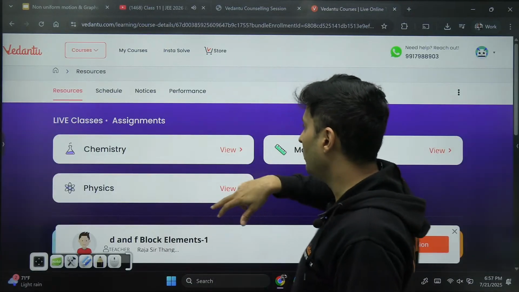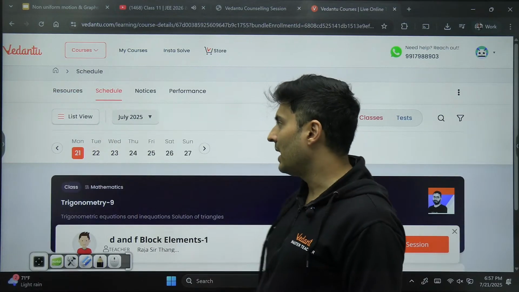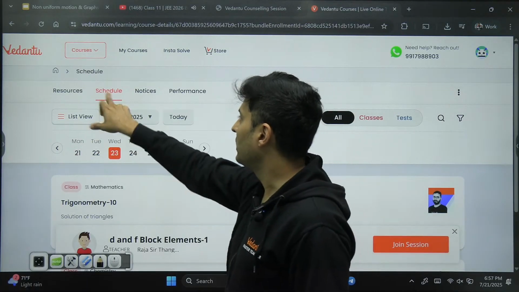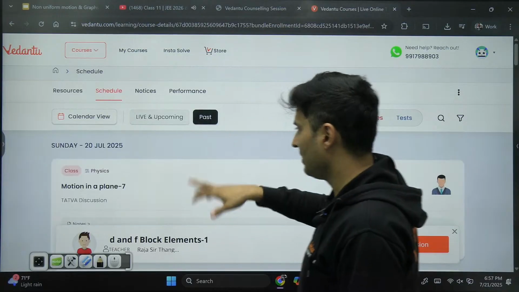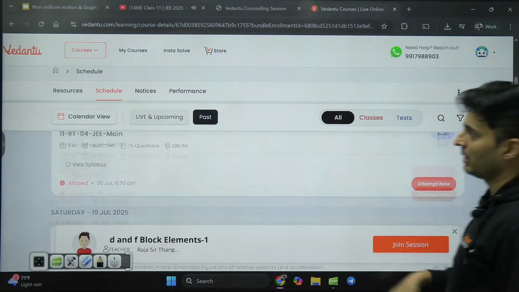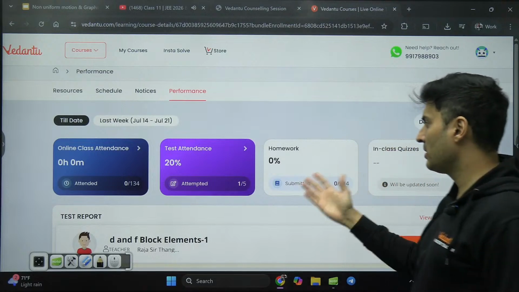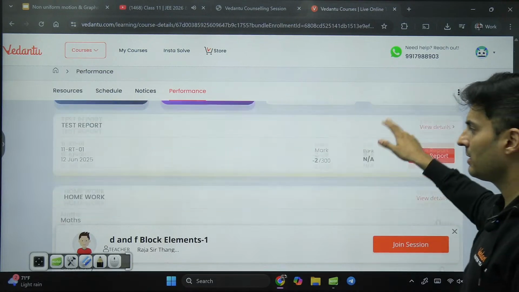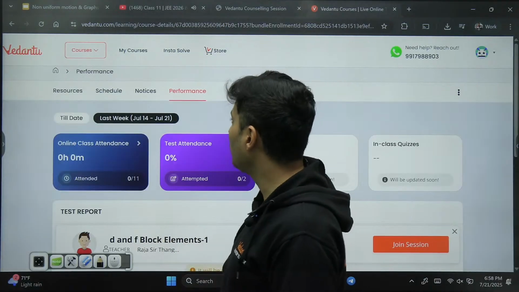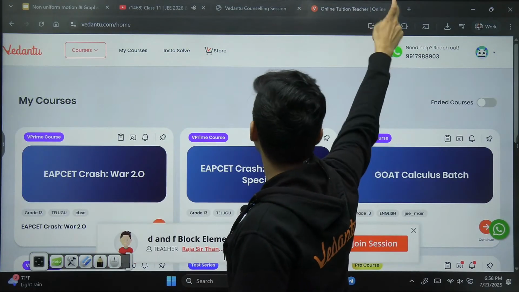Again, if you go back a little bit, you can go to schedule. You will see the upcoming classes. If you want the calendar view, you can see the calendar view, every day, what classes are there. If you want past classes, you can go here. You will be able to see the tests or lectures, whatever you have missed, any notices and performance. How was your attendance, homework, how much you are doing, test attendance, everything. In class, how is your performance? Last week, how was it? Everything you can track over here. Okay, so this is how you can go about it. Cool.